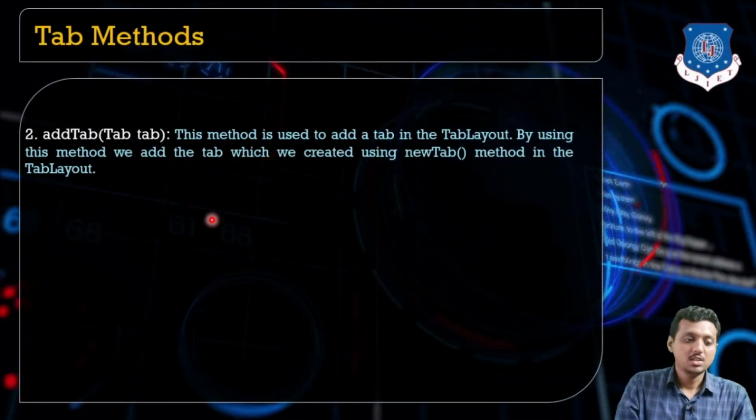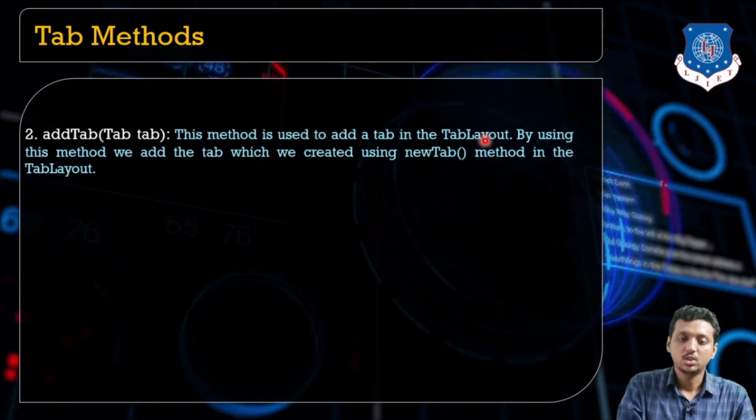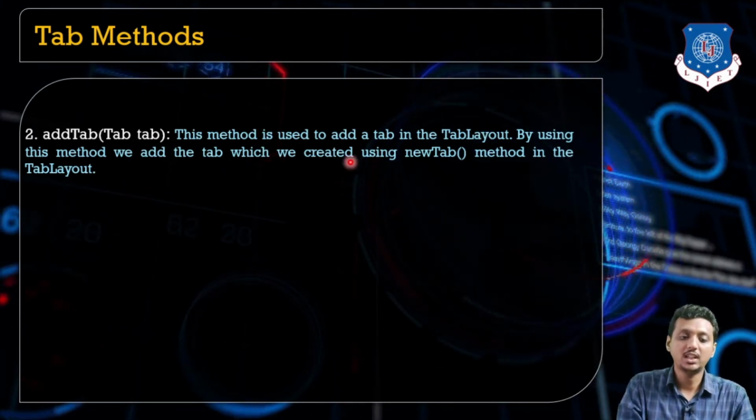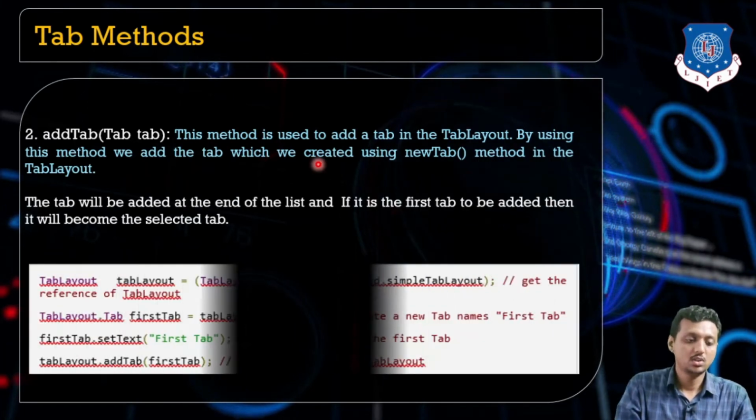So setText is a method to add the title to the particular tab layout item. The next method is, students, addTab. This method is used to add a tab in a tab layout. By using this method you can add a tab which is already created by using the newTab method. So this is how it works.